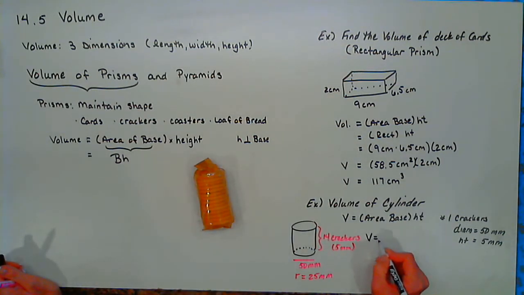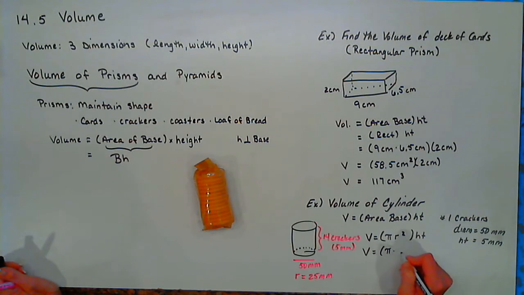Our volume is going to be the area of the base. The base is a circle, and the circle has a radius of 25. So we have pi r squared times our height. This is pi times 25 millimeters squared times our height. We have 14 crackers, each one 5 millimeters high, so that's 14 times 5 millimeters.